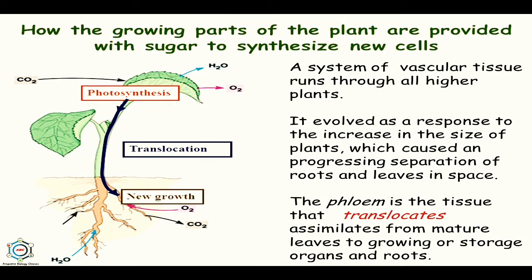So how are the growing parts of the plant provided with the sugar to synthesize new cells? A system of vascular tissues runs through all the higher plants. It evolved as a response to the increase in the size of plants, which causes a progressive separation of roots and leaves in space. The phloem is the tissue that translocates assimilates from mature leaves to growing or storage organs and roots.